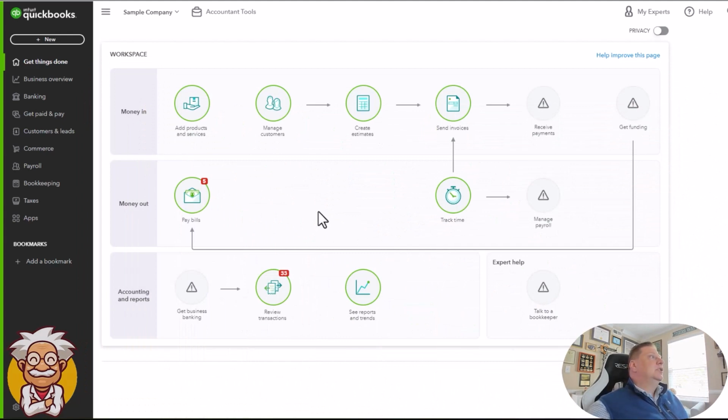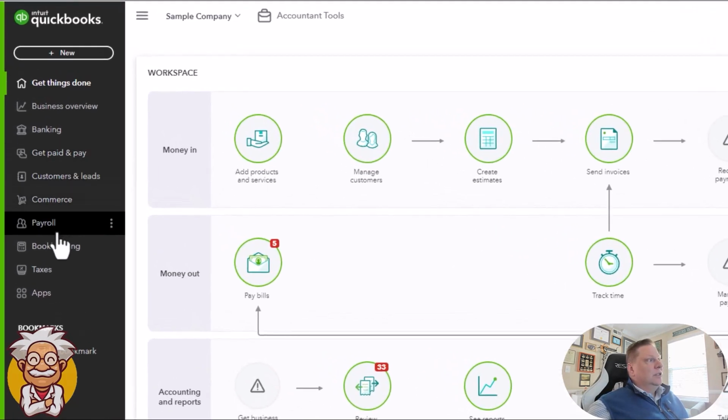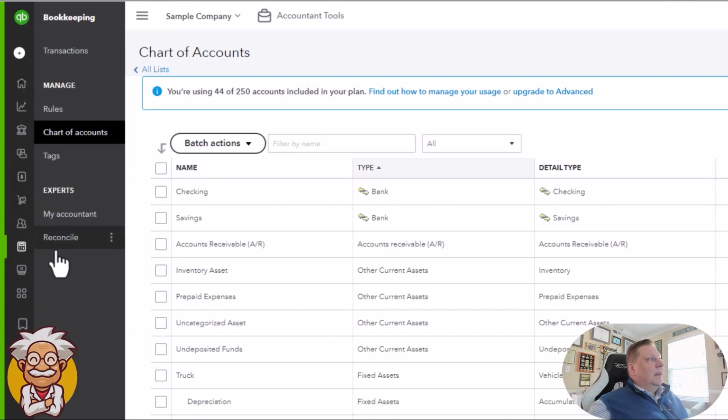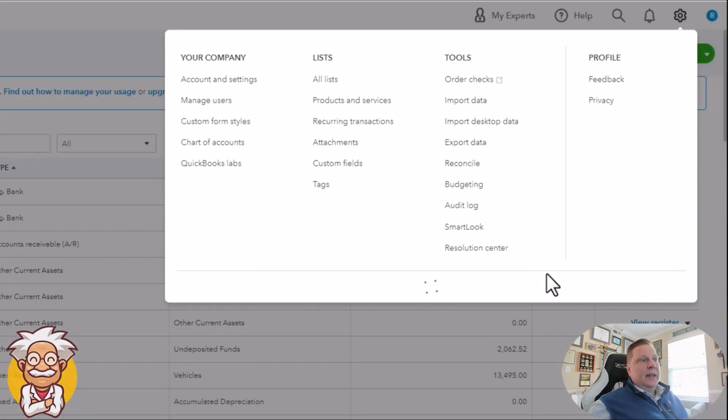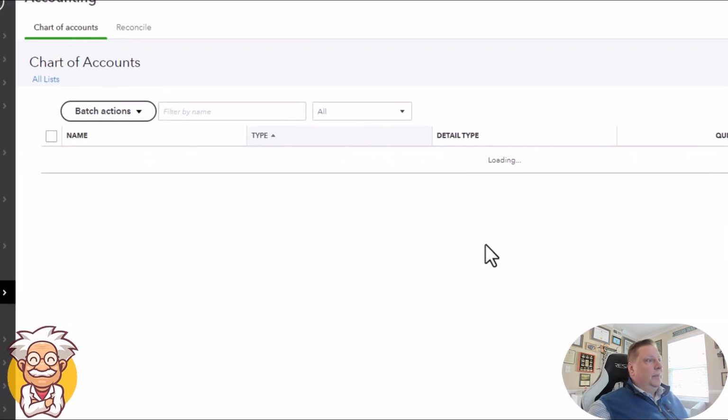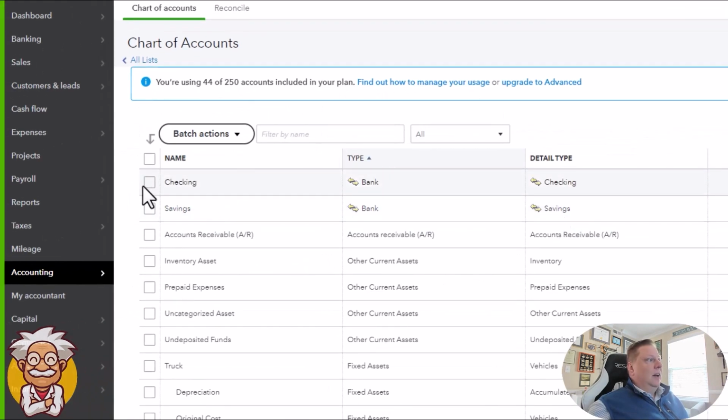Again, we're on the main screen. Get things done. We are in the business view. I will show you real quick how to get to the chart of accounts in both the business view and the accountant's view. Here in the business view, it's over here to the left under bookkeeping. It comes up immediately to your chart of accounts. If it doesn't, you can always toggle over here, find your chart of accounts and go to it. Now I'm going to go ahead and switch over to the accountant view here real quick and show you where you can find it in the accountant view.